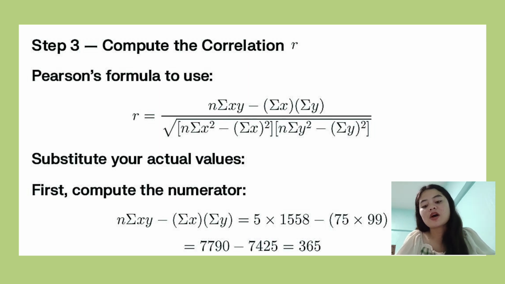So here we have our numerator, we have 5 times 1558 which is our summation of xy minus open parenthesis 75 times 99. We have 7,790. 5 times 1,558 equals 7,790. Then 75 times 99, we have 7,425. So equals 365. So let's proceed to our denominator.